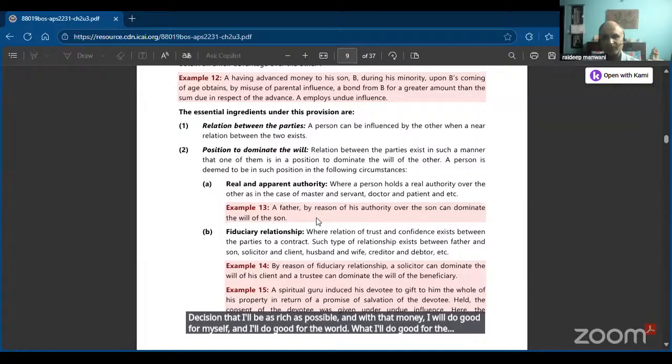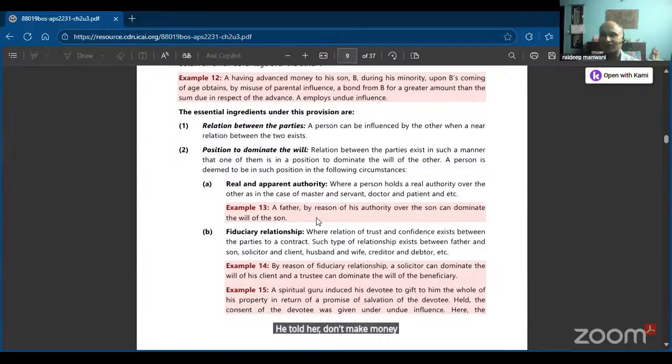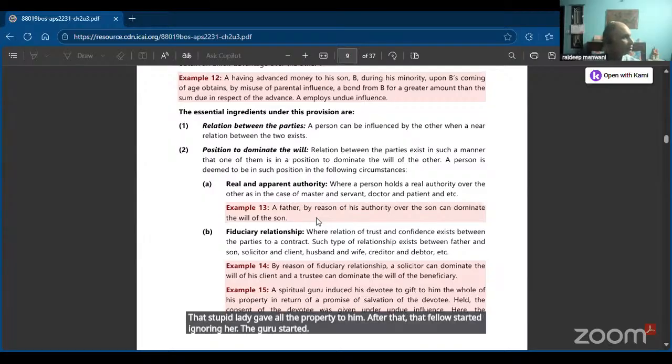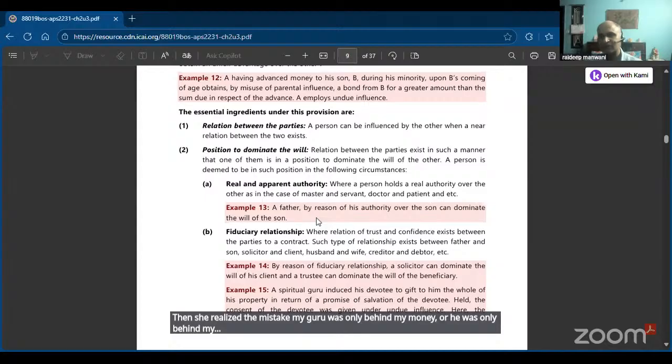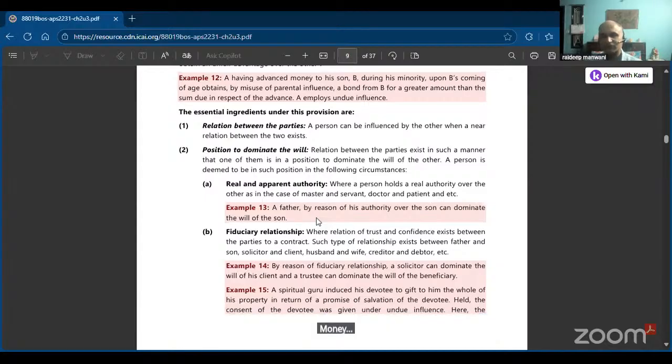So let's come back to this. Umadat Pandey was one stupid guru. He told her, don't make money, give all your property to me. That lady gave all the property to him. After that, that fellow started ignoring her. Then she realized her mistake: my guru was only after my money. So she filed a case.